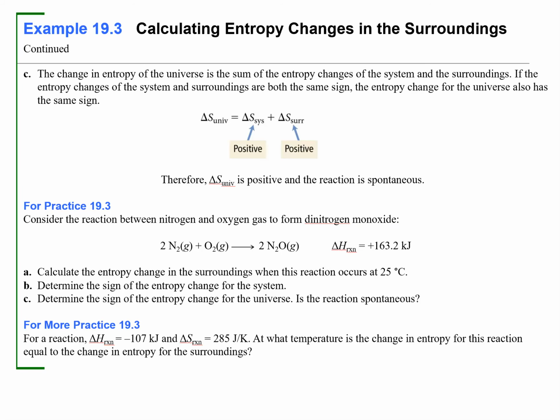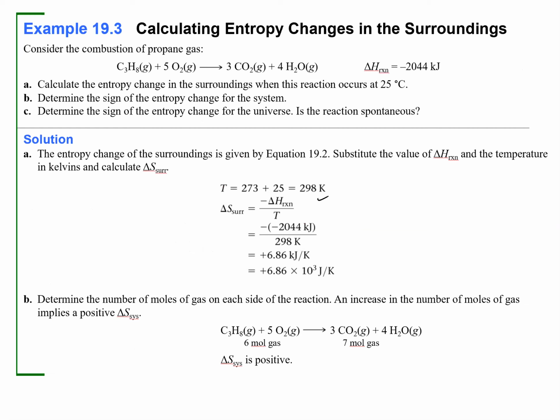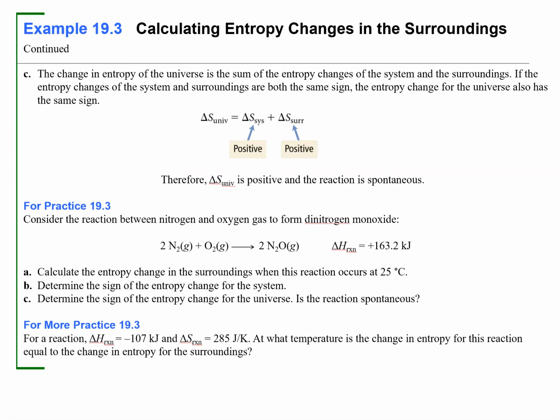And finally, what's the change of entropy for the universe? Is it positive or negative? Well, in this particular case, the change of entropy for the system is positive because it was very positive. We know the change of entropy for the surroundings is positive. Therefore, the change for the universe is going to be positive. So in this particular case, the change of entropy for the universe is positive, and therefore the reaction will be spontaneous.